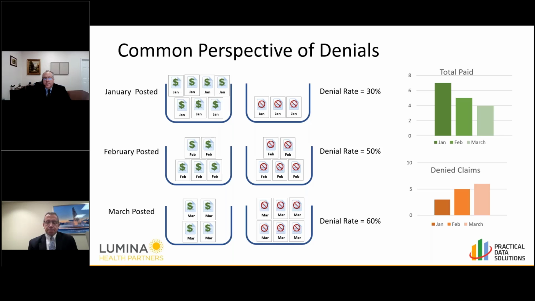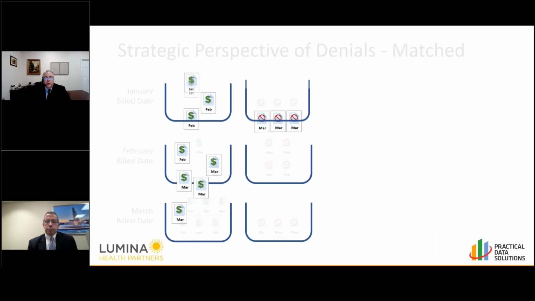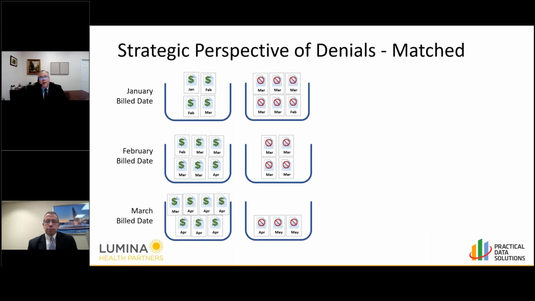But the challenge with this perspective of denials is that it works for operations. It doesn't work for leadership or management to really understand what's going on in the organization. So a strong analytics team can restructure your data. And so what we're going to do now is look at January's billings, but put the payments and the denials into January if they were billed out in January. So we're now matching the denials back to the original period.